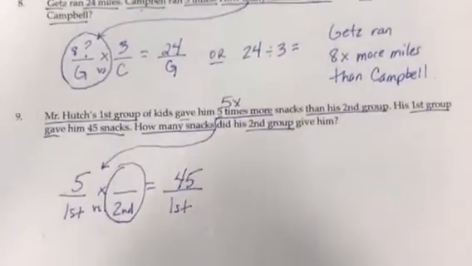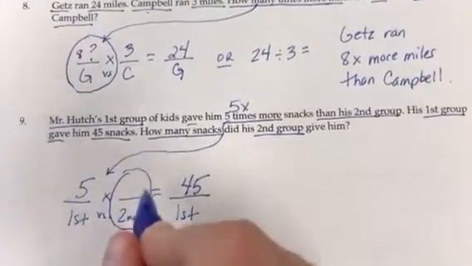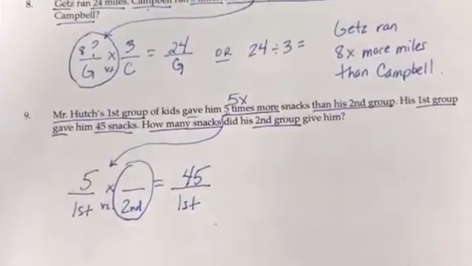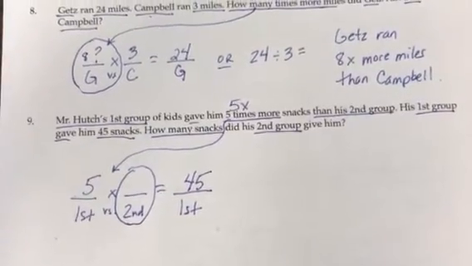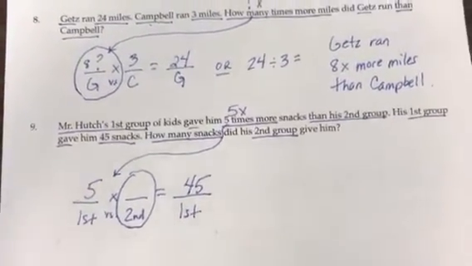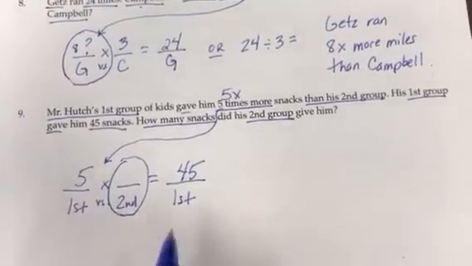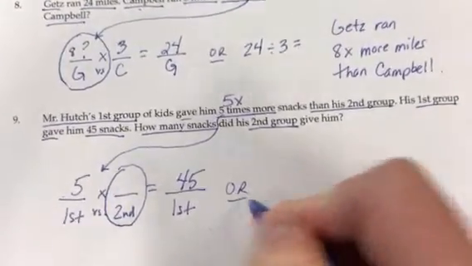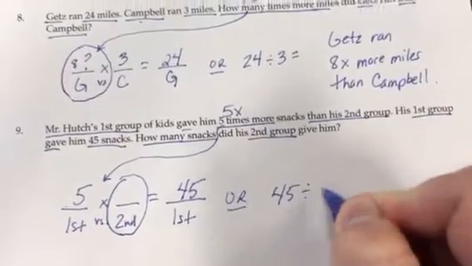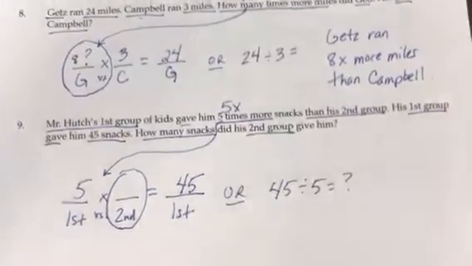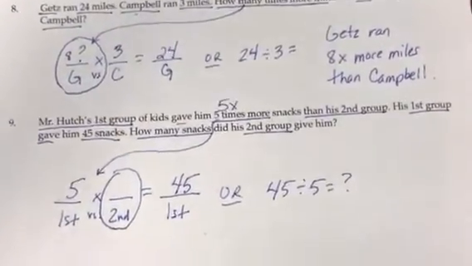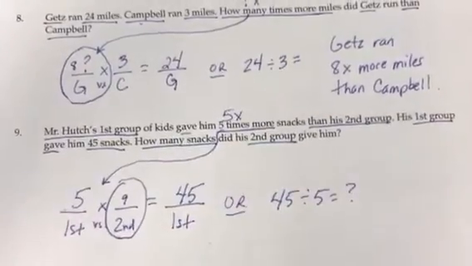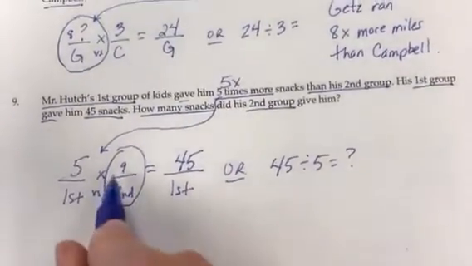Okay, so same steps as before. Ask ourselves 5 times what equals 45. So I either know that or I can count by 5s. 5, 10, 15, 20, 25, 30, 35, 40, 45 type of thing. Or we can do the inverse operation on a calculator. Okay, so we know 5 times 9 is 45. And now we can answer the question.